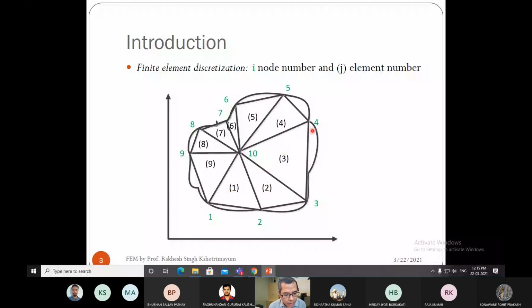And these are the nodes. You have nodes also. These are called nodes. These nodes are shown in green color here, numbered 1, 2, 3, 4, up to 10 nodes here. So there are 2 different notations here. The one with the bracket is for the element number, and 1, 2, 3, 4 without the bracket is for the node number. So you discretize the unknown solution region into triangular elements, and that's the first step. This is called finite element discretization.